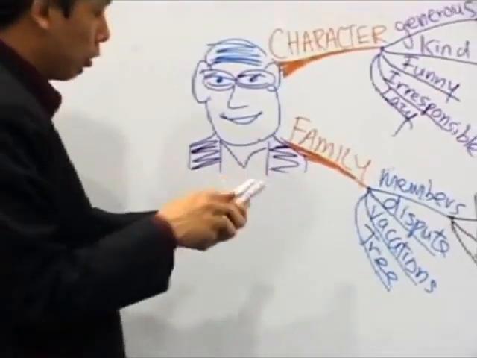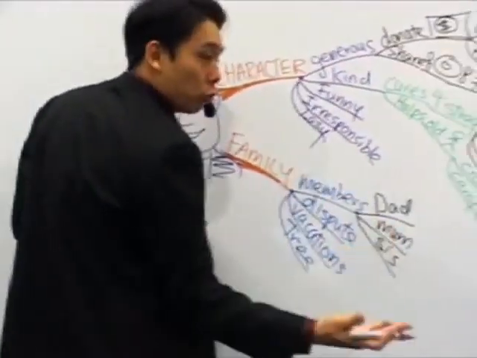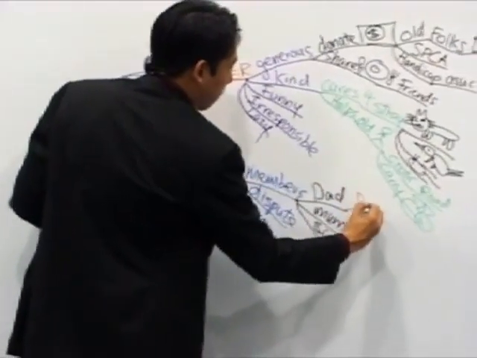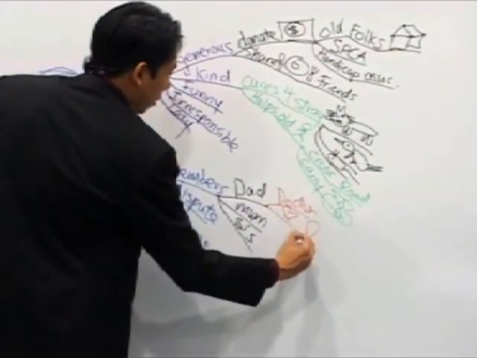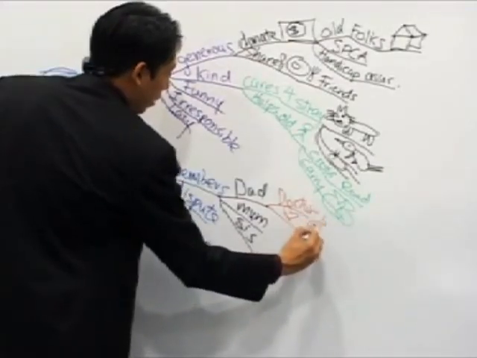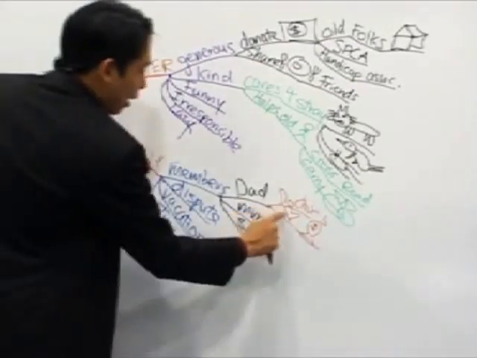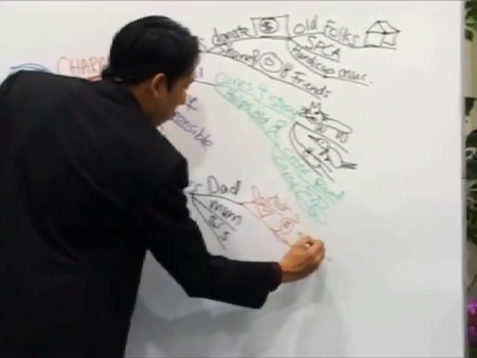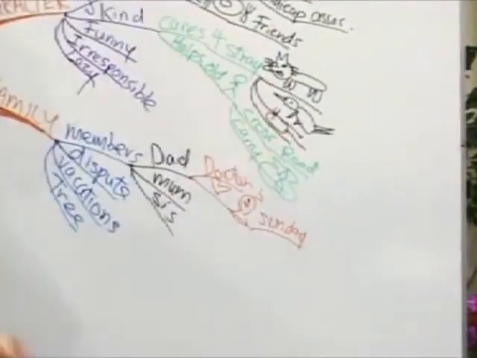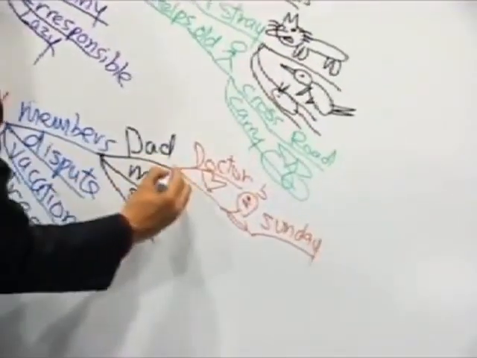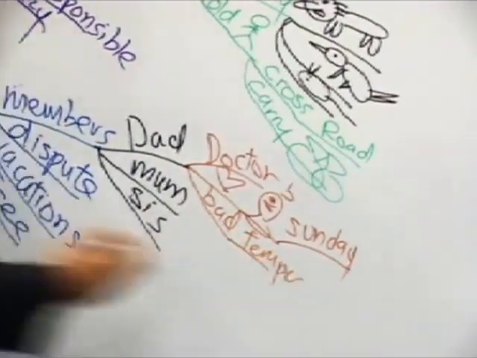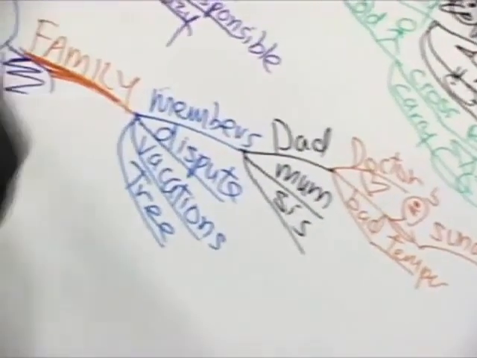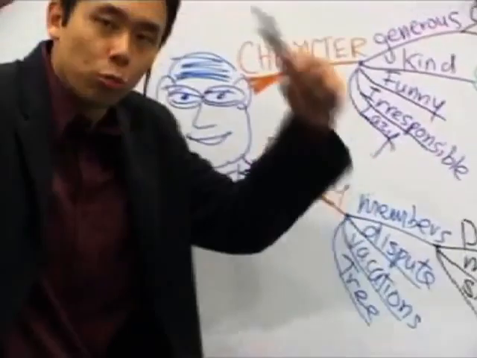So again, under dad, could you branch into more details? Yeah, of course. For example, you could talk about the dad's occupation. Dad is, for example, a doctor. His dad loves fishing. Okay, notice I'm using symbols over here. Loves fishing on Sunday. Okay, the dad has a bad temper, all right, so bad temper. Does this make sense? So as you develop a mind map, you branch out and go further and further into more and more details.